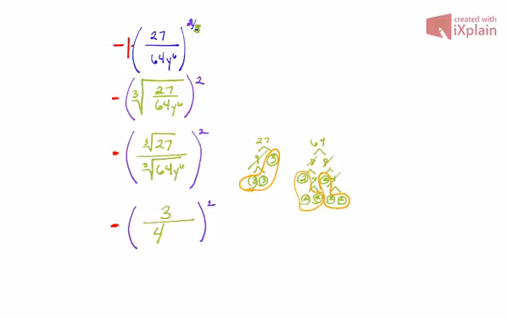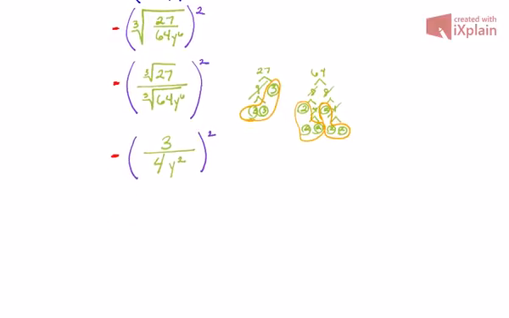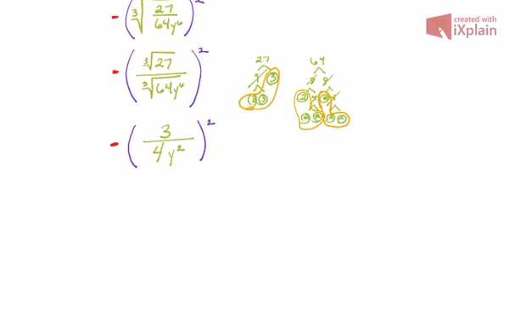Okay, so finally, scroll that up a little bit so I have some space. Again, the negative comes down. Now I can go ahead and distribute that square to each of those terms. And this becomes negative, and then 3 squared is 9, 4 squared is 16, y squared squared, that is your power rule, that becomes y to the 4th.